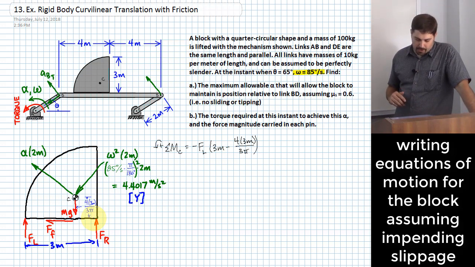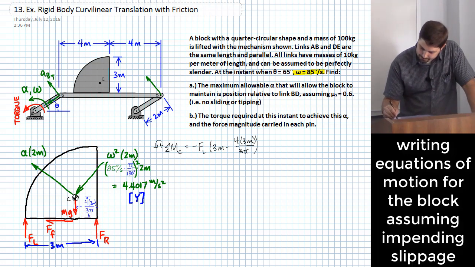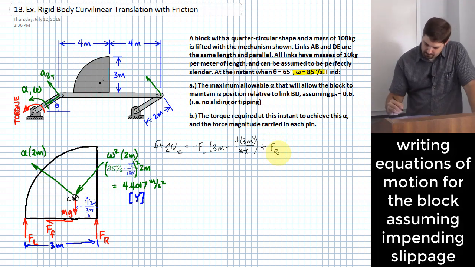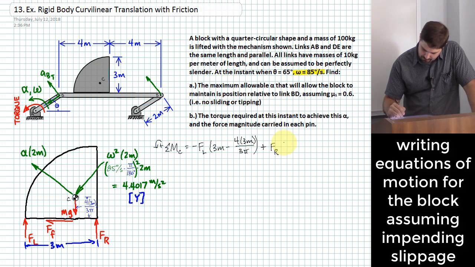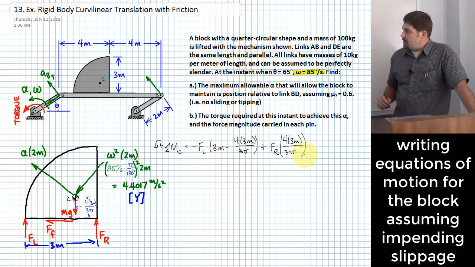Okay, what else? Okay, plus FR times what? 4 times 3 meters over 3 pi. Okay, so far so good. Any other forces that create moments around the CG?